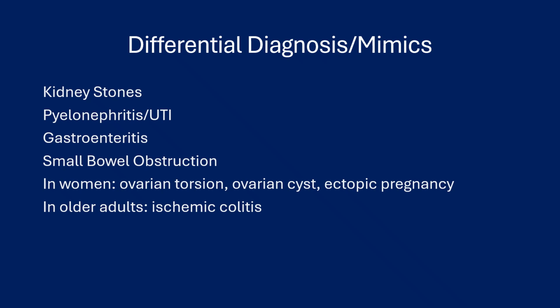Differential diagnosis mimics. Kidney stones can certainly produce similar symptoms. Pyelonephritis or UTI, again, with kidney stones, pyelonephritis and UTI, the UA is going to be very helpful there, of course. Gastroenteritis, small bowel obstruction. In women, I would worry about ovarian torsion, ovarian cyst, and of course, tubal pregnancy or ectopic pregnancy. Rarely, in older adults, you can see ischemic colitis. That's very serious if present, but it's not common, but it's something you have to keep in the back of your mind.